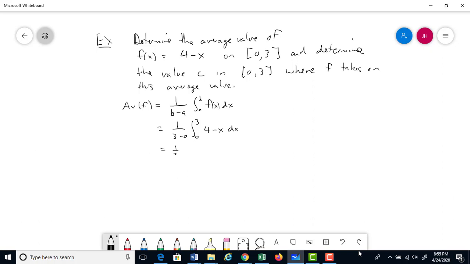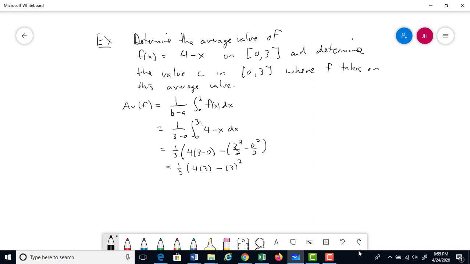So this is going to be equal to 1/3, and I know how to find these values. Remember, for a constant, it is 4 times b minus 0. So this is going to be 4 times 3 minus 0, and then minus, we know how to find this as well. This is, remember, x squared over 2. So this is 3 squared over 2 minus 0 squared over 2. So what I get is 1/3 times 4 times 3 minus 3 squared over 2.